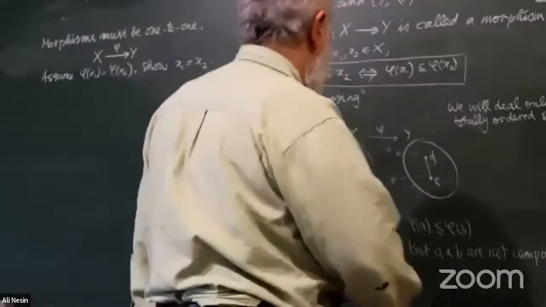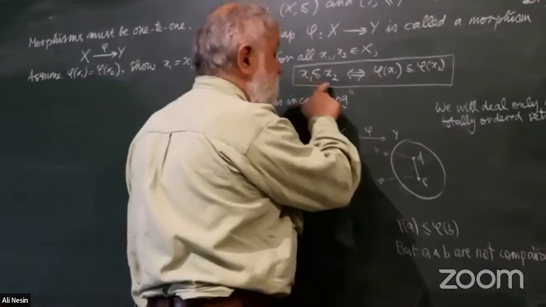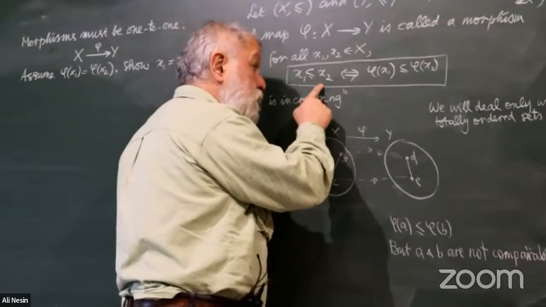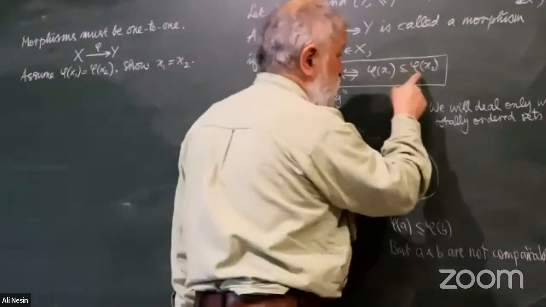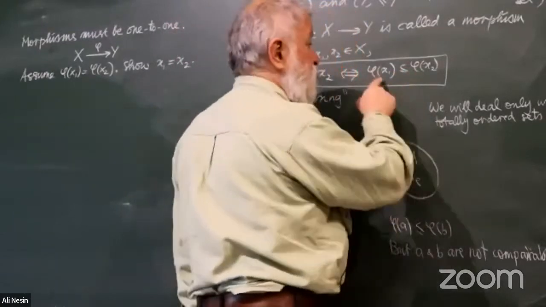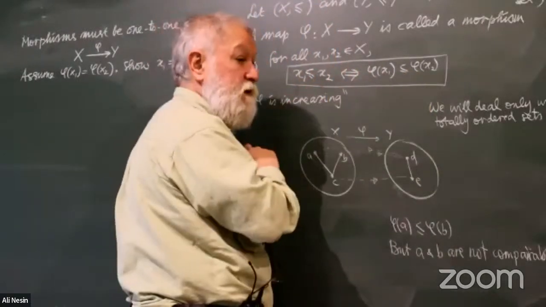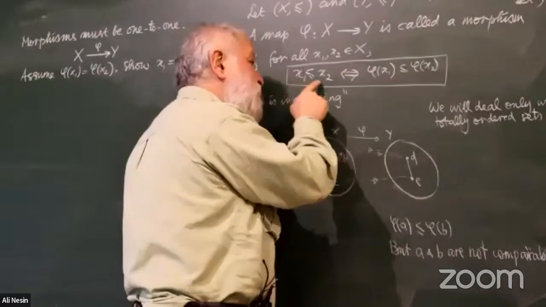Yes, but the second board, it's already in the homomorphism rule. It shows like x1 is less than x2. No, it doesn't say that x1 is less than or equal to x2. It says if x1 is less than or equal to x2, then phi of x1 is less than or equal to phi of x2. And if phi of x1 is less than or equal to phi of x2, then x1 is less than or equal to x2. This doesn't say that x1 is less than or equal to x2.